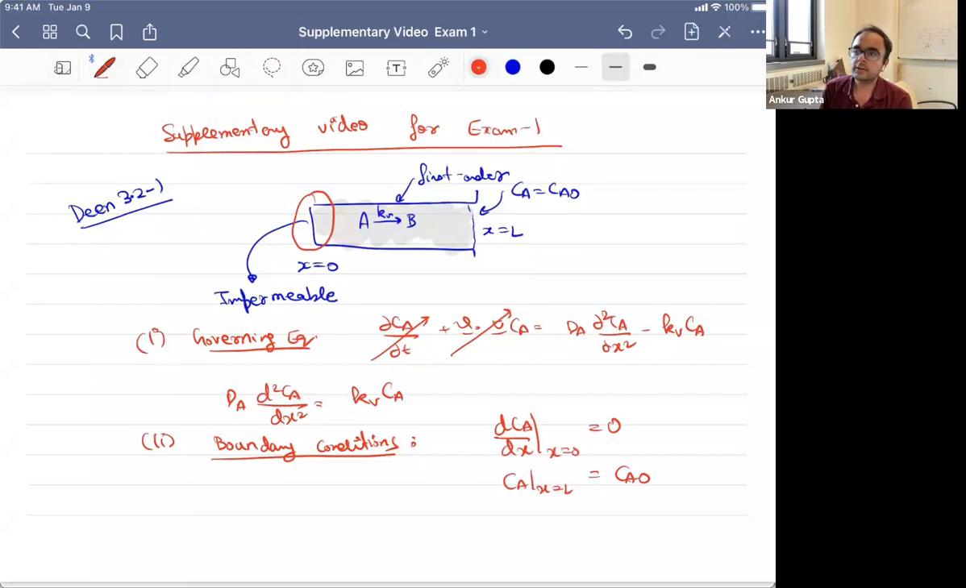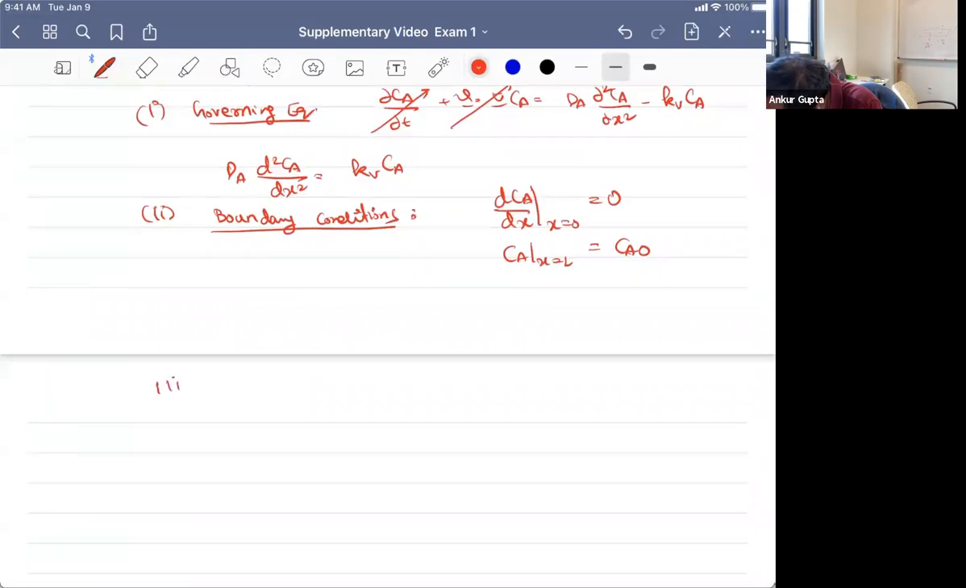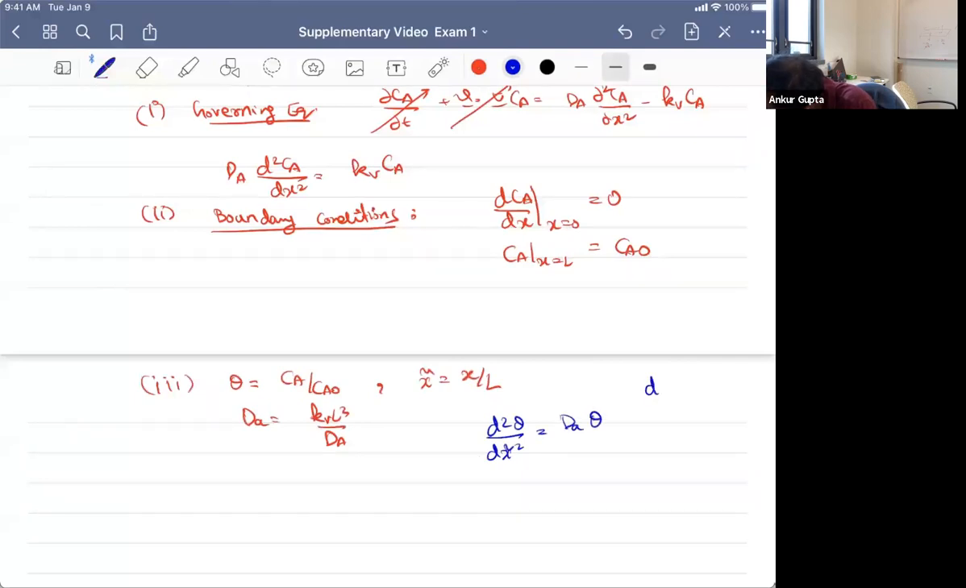This is a second order ODE, where the right hand side has a positive coefficient. So we get a sinh and cosh. Before we solve, I'll say theta is CA by CA naught, and x tilde is x by L. And I'll define the Damkohler number to be kV L square by DA. So we get d square theta by dx tilde square equals the Damkohler number times theta, d theta by dx tilde is 0 at x tilde equal to 0, and theta at x tilde equal to 1 is equal to 1.